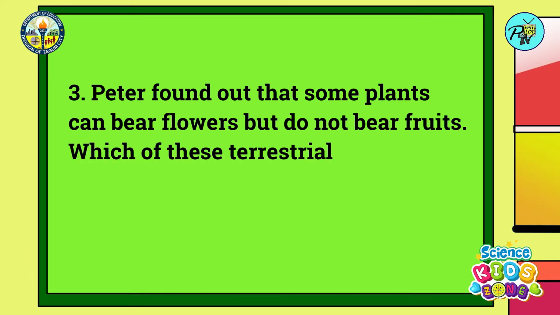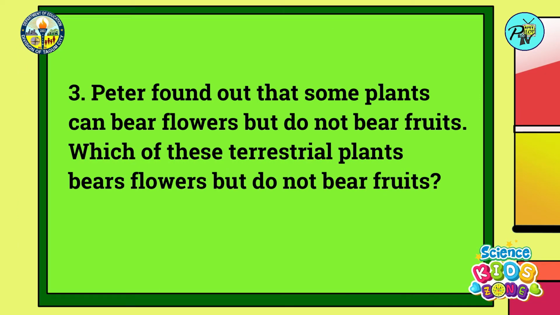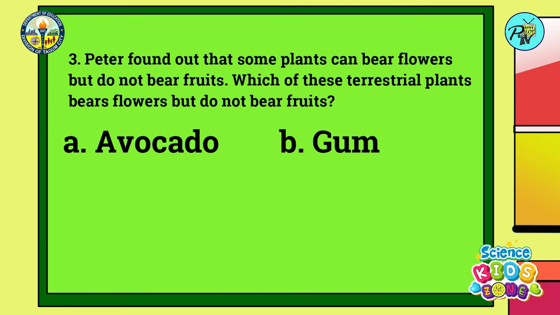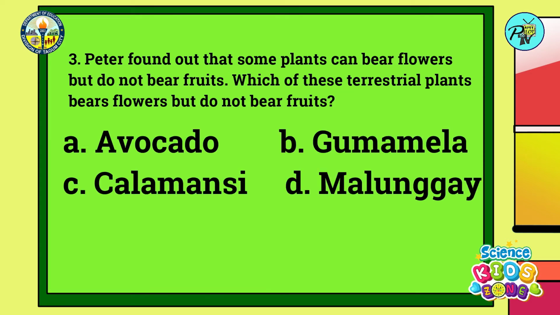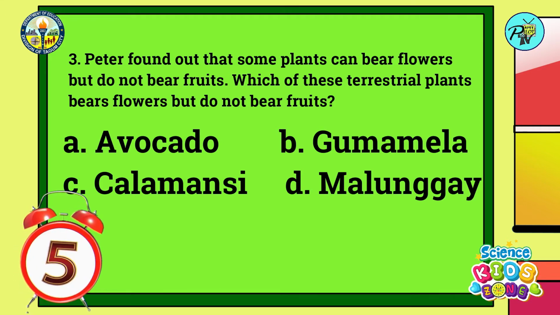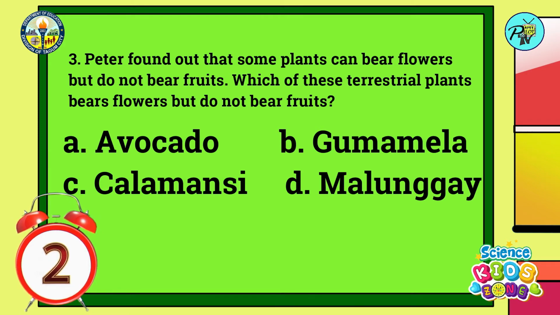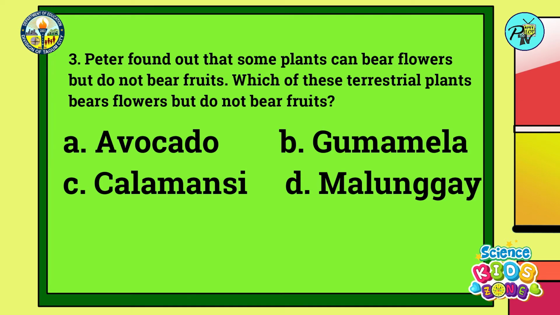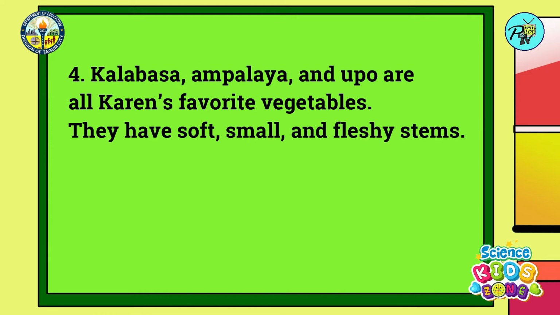Next. Peter found out that some plants can bear flowers but do not bear fruits. Which of these terrestrial plants bears flowers but does not bear fruits? A. Avocado, B. Gumamela, C. Calamansi, or D. Malunggay. Time is up! What is your answer? Very good, kids! Next question.